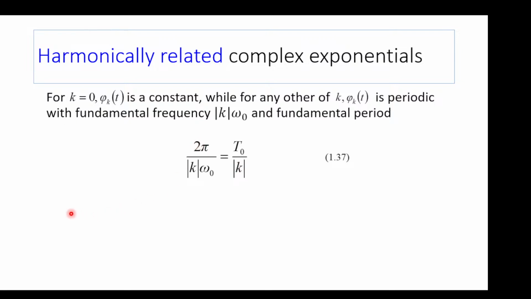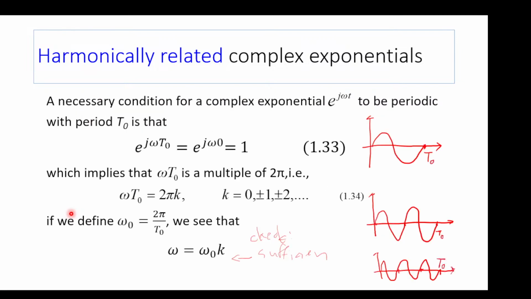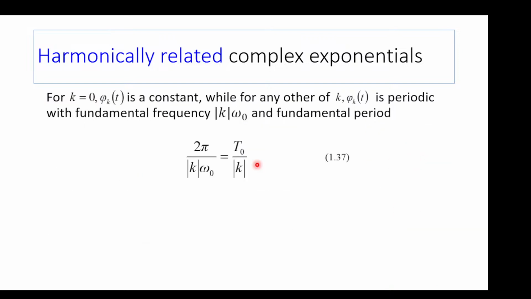Any question on these harmonically related complex exponentials? Let's go back again to see the intuition. Here we have k equal to 2 and k equal to 3. The frequency here is twice omega naught, and the frequency here is 3 times omega naught, and the period here is T naught divided by 2, and the period here is T naught divided by 3. Just like what we see here.